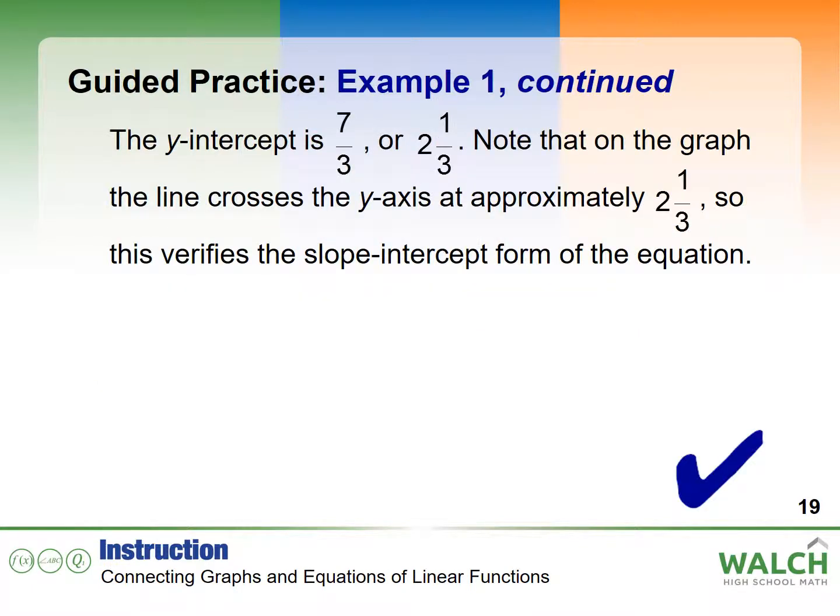You can turn your y-intercept, 7/3, which is an improper fraction, into a mixed number so that we can more accurately see where it is. We know it's going to fall between 2 and 3, so that's approximately 2 1/3. So this verifies the slope-intercept form of the equation.